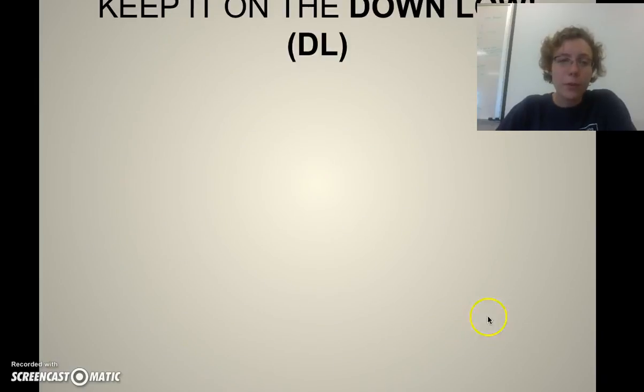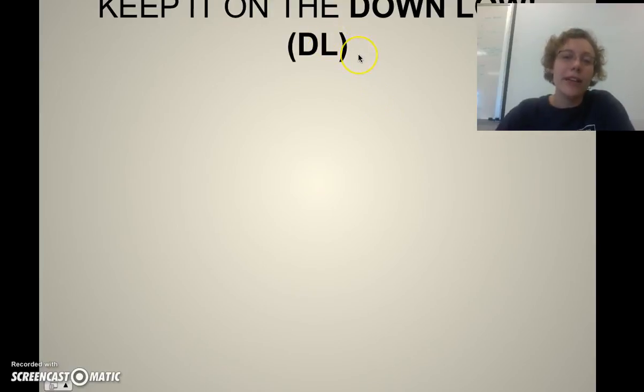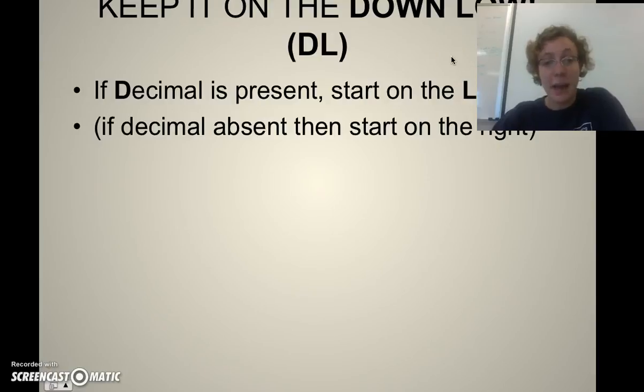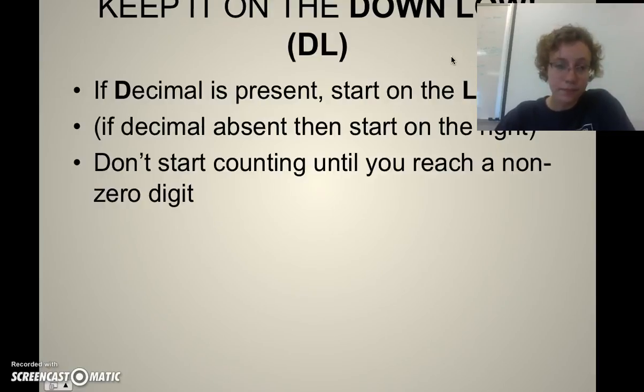One way that will help you remember this is to keep it on the down low, or like keep it on the DL. I know that was popular a couple years ago, but here's kind of a trick to remember it. So down low has a D and an L in it. So if your decimal is present, start on the left. That's where we get the D and that's where we get the L. Vice versa, if your decimal is absent, you start on the right.